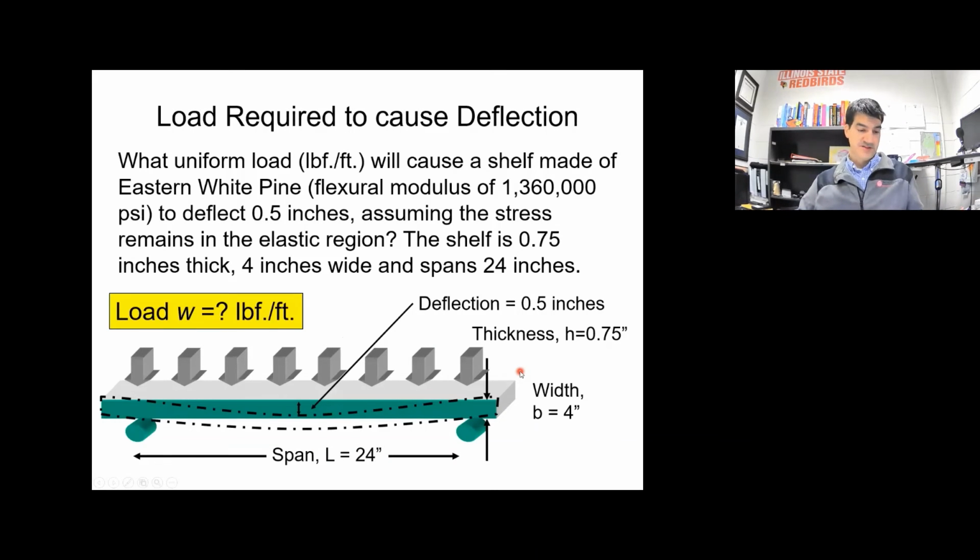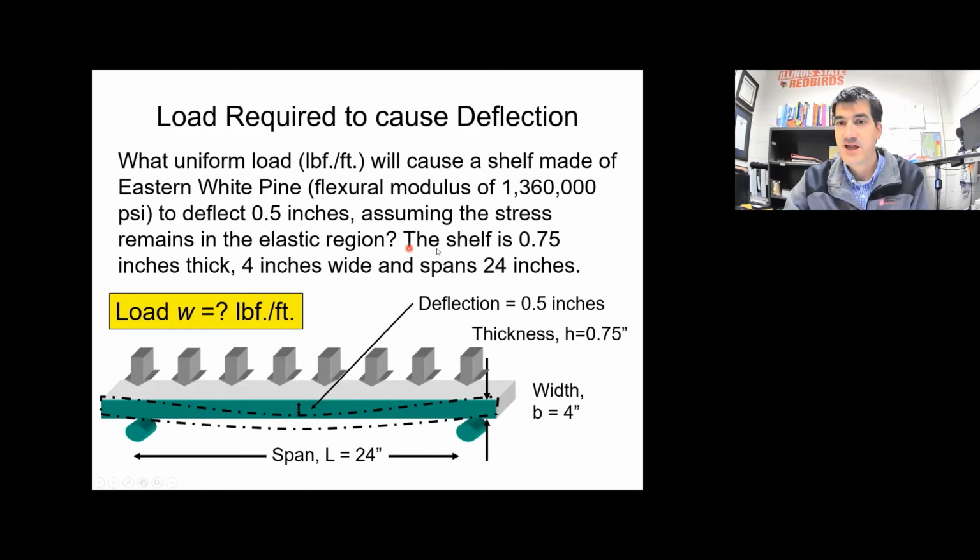Okay, next problem. This is number 4 on page 88. What is the uniform load that will cause that same shelf, Eastern White Pine, same flexural modulus, to deflect 1/2 inch, assuming the stress remains in the elastic region? So we're told to assume it remains in the elastic region. That's wonderful, because now we don't have to check the value of stress and make sure that it remains below the flexural yield stress.